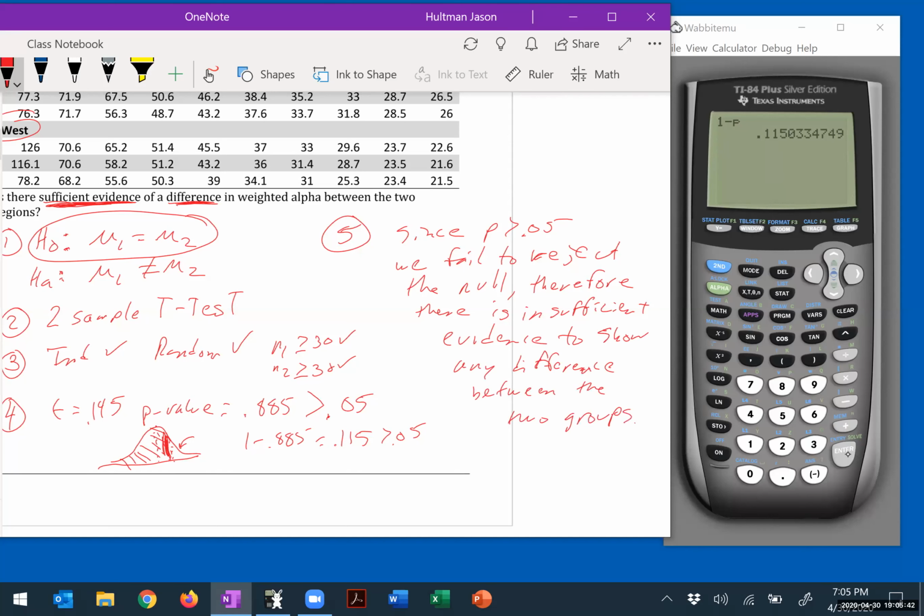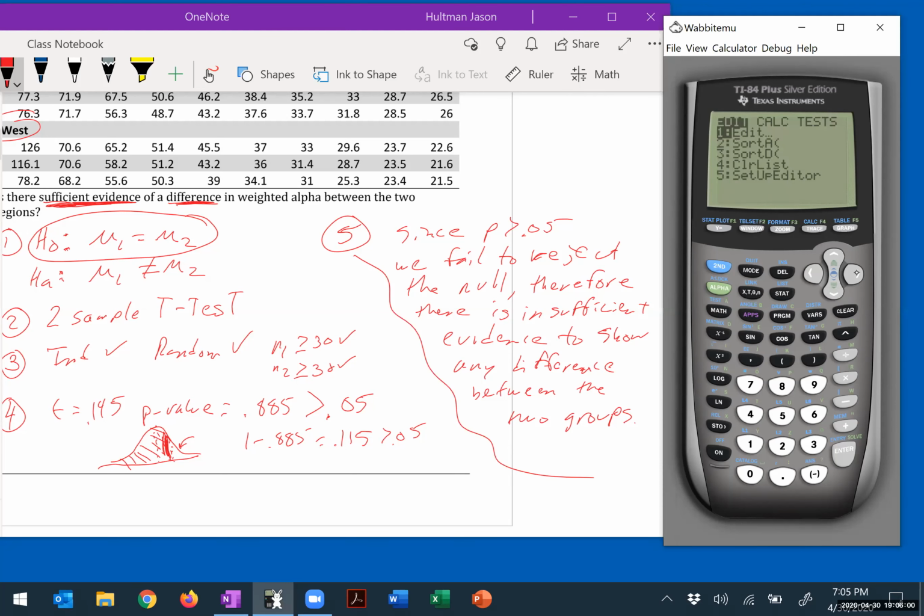Okay, so that's my conclusion. We fail to reject, which means that the two groups are basically very similar in their means. I wonder if I could go back to StatCrunch, and it's going to calculate the means and the standard deviations. Let's go back to this. It should have calculated all of that for me.